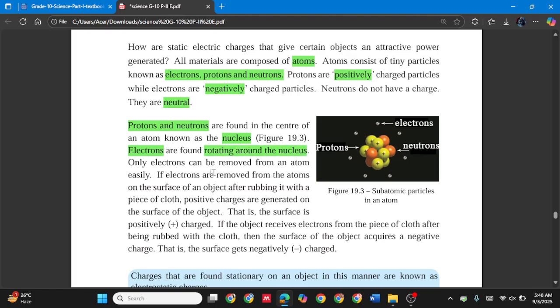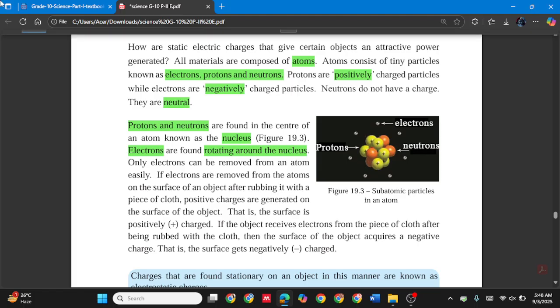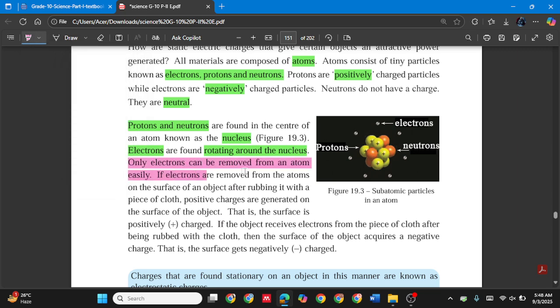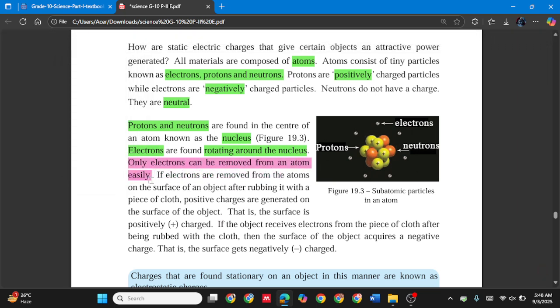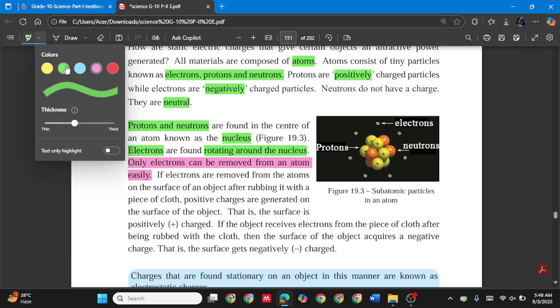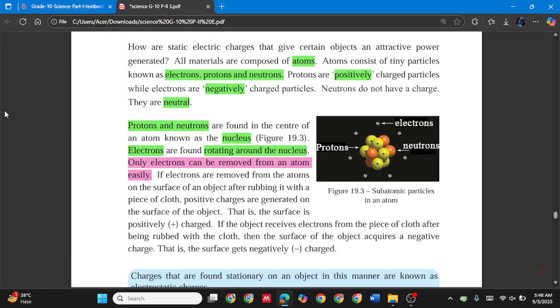So only electrons can be removed from an atom easily. If electrons are removed from an atom on the surface of an object after rubbing it with a piece of cloth, positive charges are generated on the surface of the object. That is, the surface is positively charged.